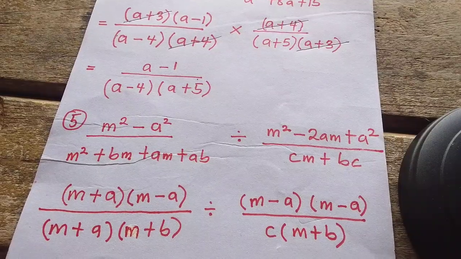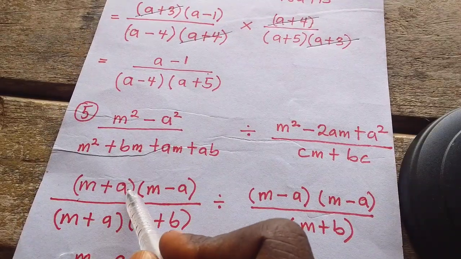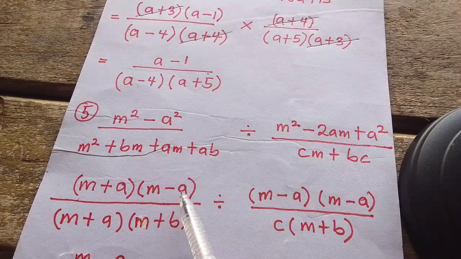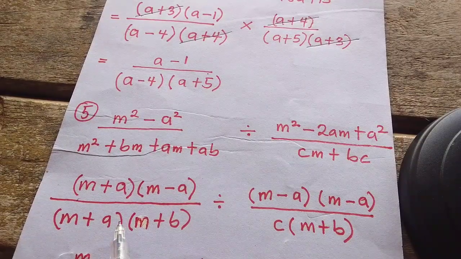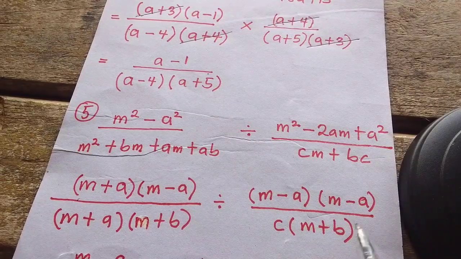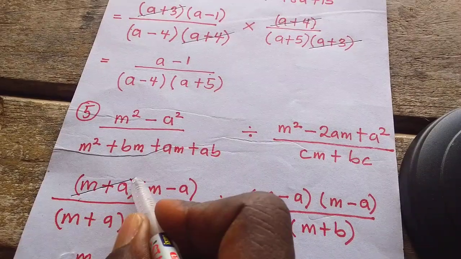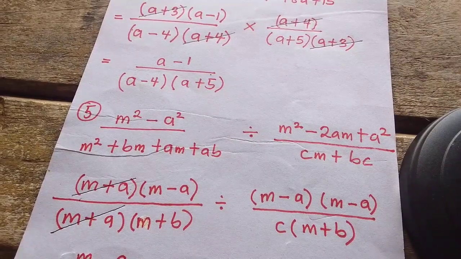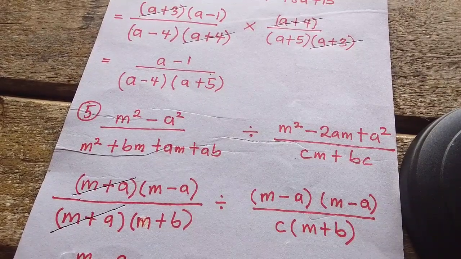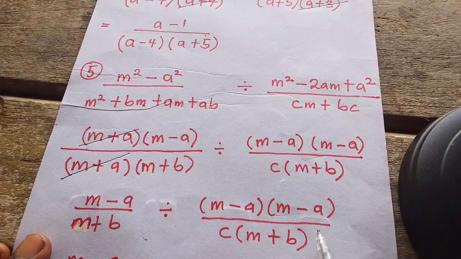From there you realize that here you can easily simplify them. You have m plus a times m minus a over m plus a times m plus b, divided by m minus a times m minus a over c into bracket m plus b. You realize this one and this one cancel each other, they are the same, so you cancel them. So you are left with m minus a over m plus b divided by, so here between these two, none of it looks similar, so you leave it at that.